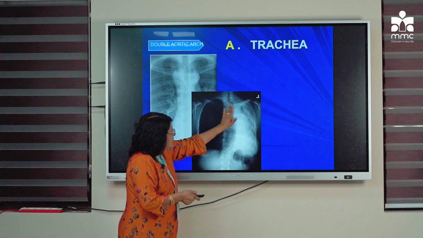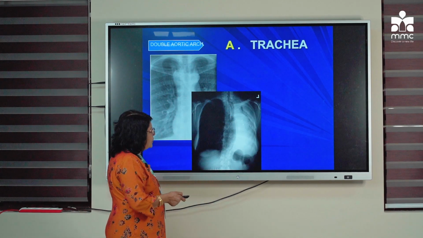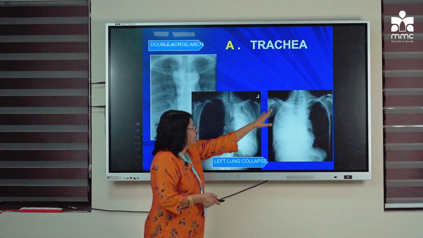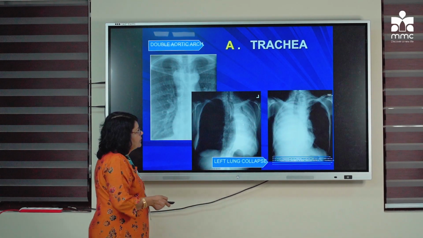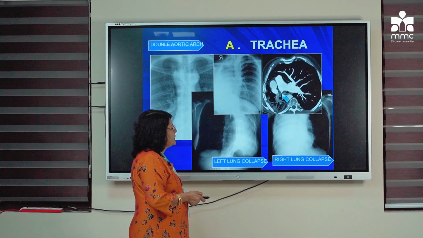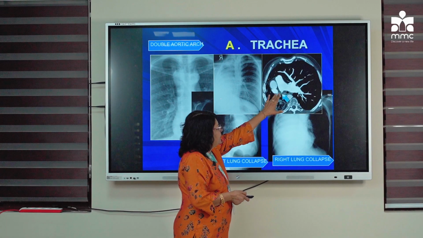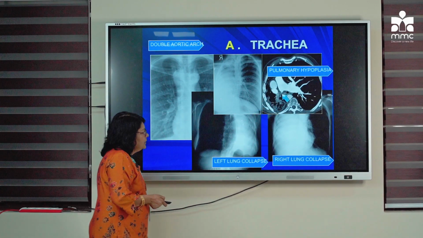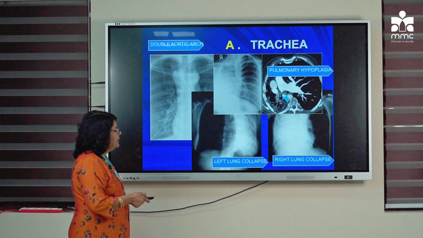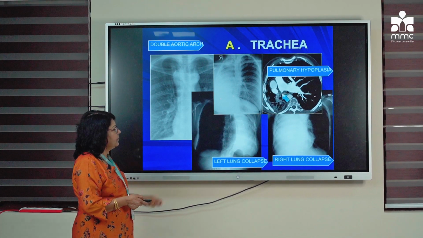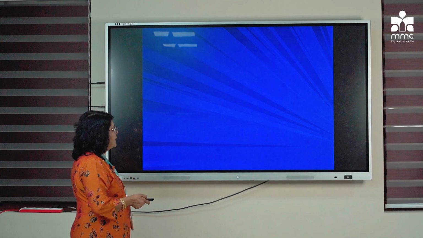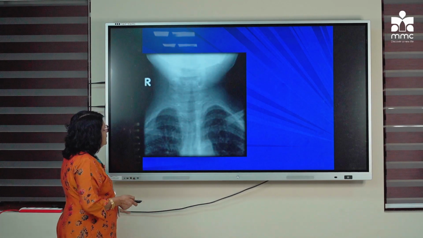Here you can see the trachea has been deviated to the left side because there was a volume loss, left lung collapse. Here the trachea is shifted to the right because of the right lung collapse, and sometimes the whole of the mediastinum will be shifted to one side when there is an absent or hypoplastic pulmonary artery. So the right lung field will be smaller in size in pulmonary hypoplasia. The trachea, along with the mediastinum, will be shifted to one side. So the air lucency is very important. Now coming to the pathology.